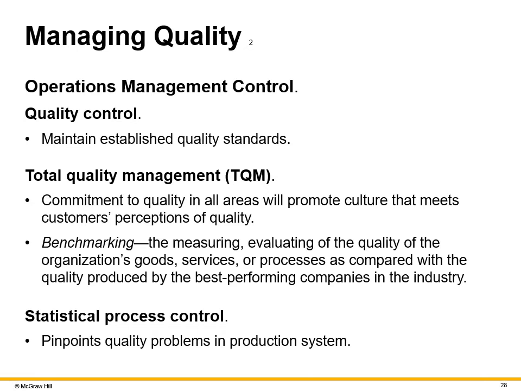A primary tool of continuous improvement is benchmarking, which is the measurement and evaluating of quality of the firm's goods, services, or processes, as compared with quality produced by the best-performing companies in the industry. TQM should be incorporated throughout the transformation process, and quality control should be viewed as an element of the product itself rather than a function of the operation process.